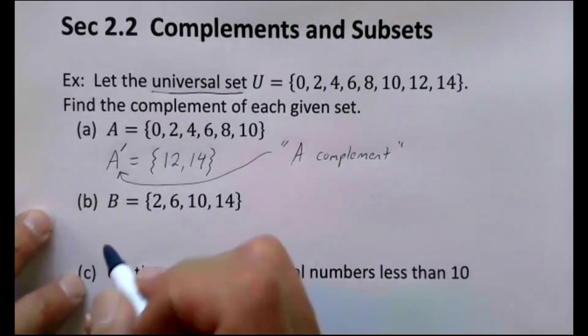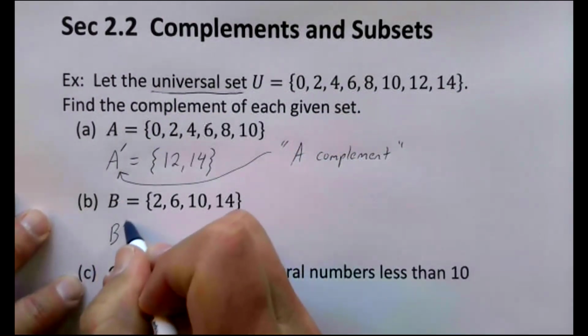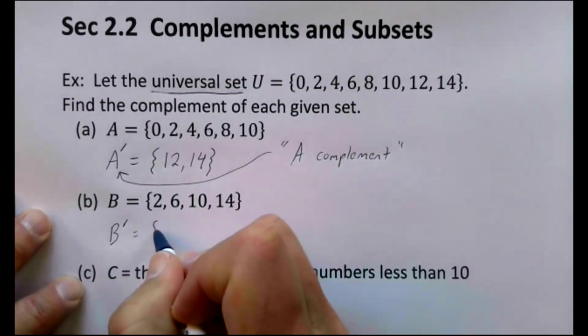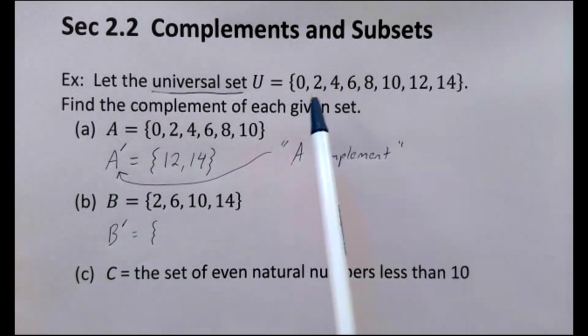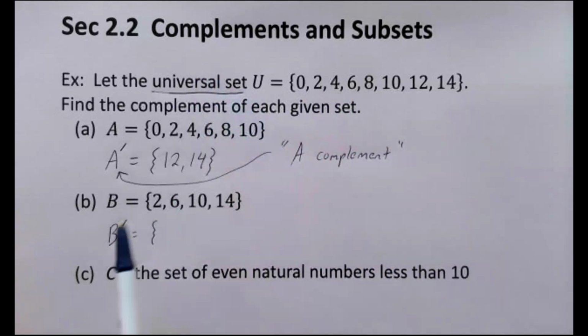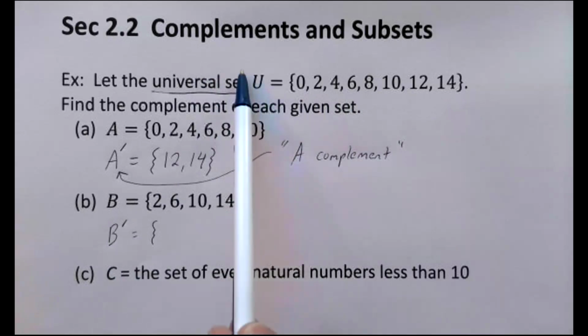Let's do the same thing for part B. Let's find B complement. Remember, B complement is a set, and it's the set of all elements that are not in set B when compared to the universal set. You have to have a universal set. If we're going to ask about complements, there must be a universal set defined.